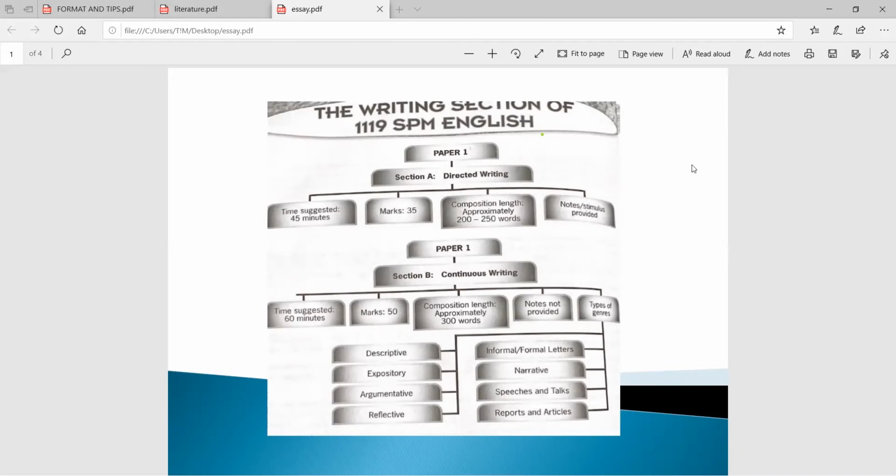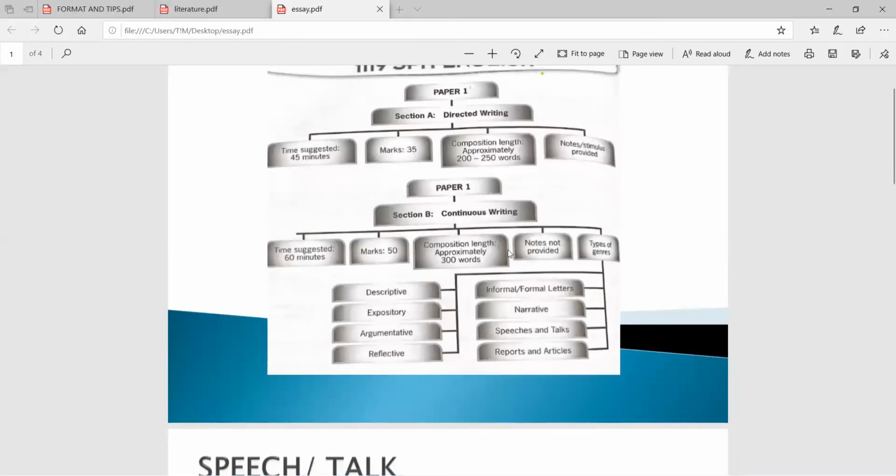All right. So you can see the time is 45 minutes, 35 marks, 200 to 250 words that you have to focus on, and the notes provided. This is for Section A. Then Section B is the continuous writing. They might give you about 5 questions, and you have to select only one.